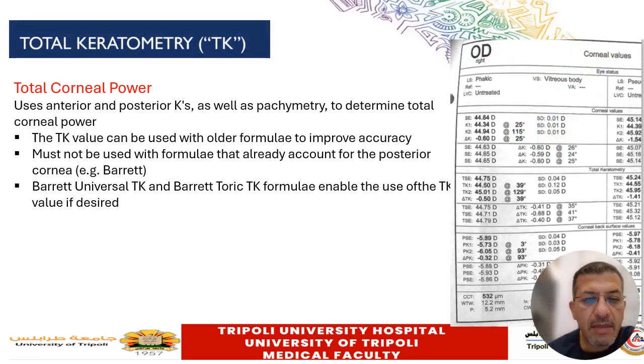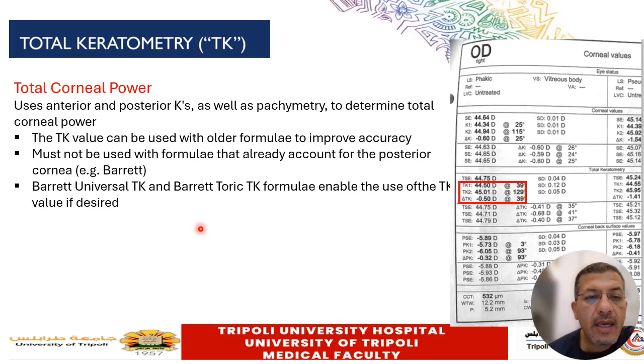This is another example to understand what I have said earlier. For example, this is the printout of the IOL Master Zeiss. You will find the reading of the TK value here for TK1 and TK2, and also the K reading. The TK value represents both the anterior and posterior surface of the cornea, with special consideration using the presumed index, and the K value is just for the anterior surface of the cornea.